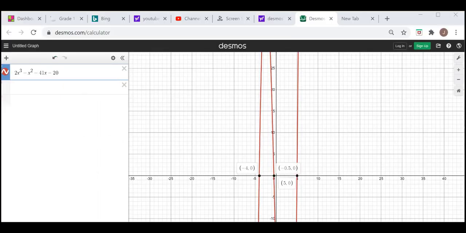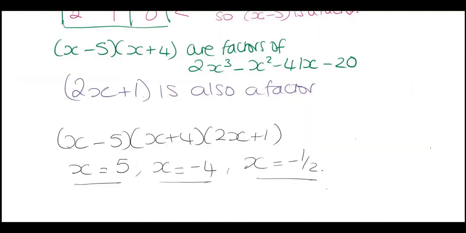Okay, so putting the function into Desmos, I've clicked on our roots, or the zeros, and we have minus 4, minus a half, and 5. So we can see that our answers are correct.